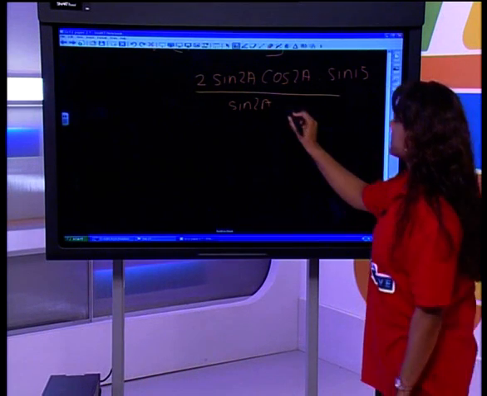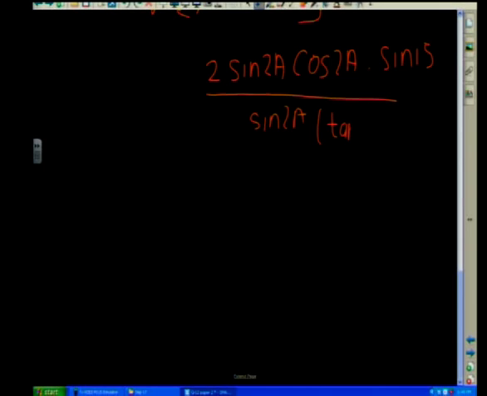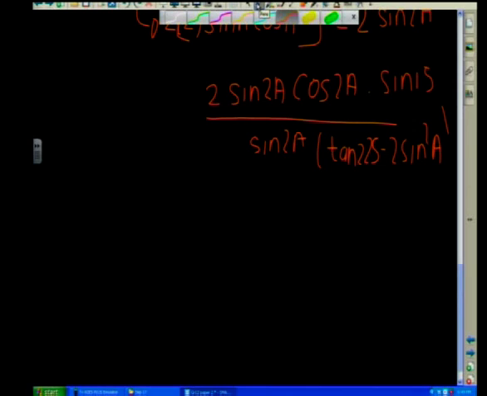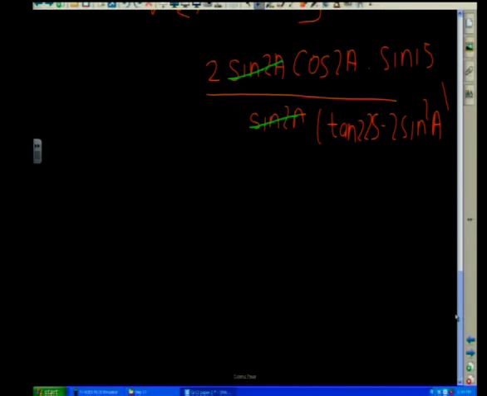Okay, but what we can see is what's going to happen. We've got common terms. Let's just write this down first. We've got a common sine 2A in the numerator and the denominator. So therefore, we can cancel those out, right? When we cancel those out, we're left with 2 cos 2A times sine 15. Okay, now let's look at the denominator. I'm not putting that in just yet.